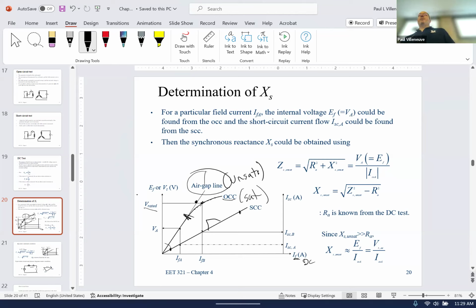But it's a really simple calculation. You can just see it's V divided by I. Make sure this is the armature current and not the field current. Because remember, an AC voltage divided by a DC current does not give you a reactance. I don't know what it gives you, but it doesn't give you a synchronous reactance.